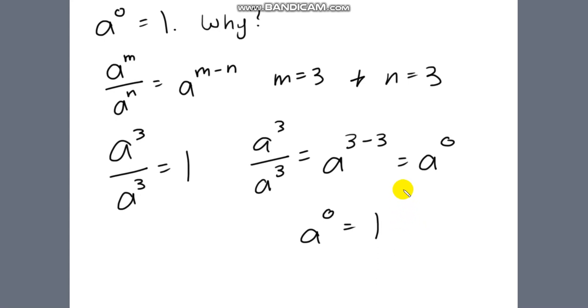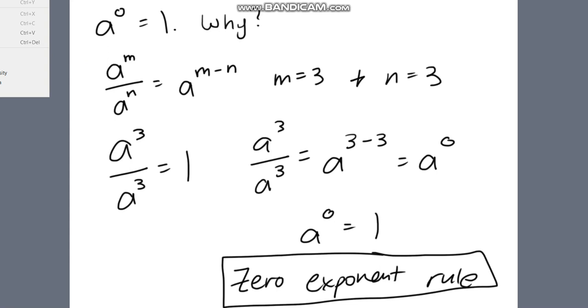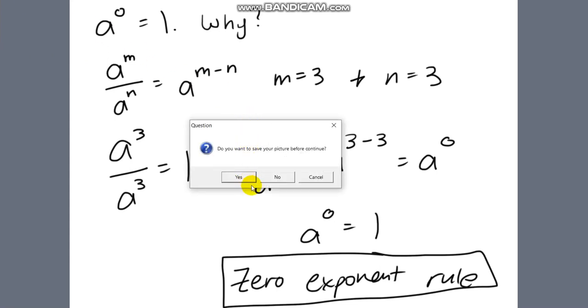Okay. I'm going to show you one more example. And oh yeah, sorry, I should have mentioned that earlier. This is called the zero exponent rule. Okay, so I'm going to show you another example.